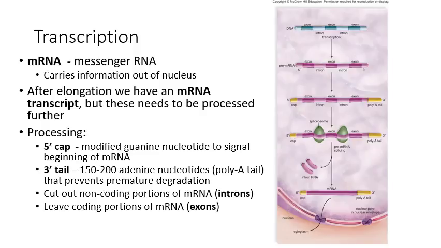So the bottom poly A tail is getting less expressed because it's smaller? No, this doesn't have information for making proteins. This is just a type of base that's added to the end that gets chewed up over time. So the longer it is, the longer it takes for the cell to chew and break it down.